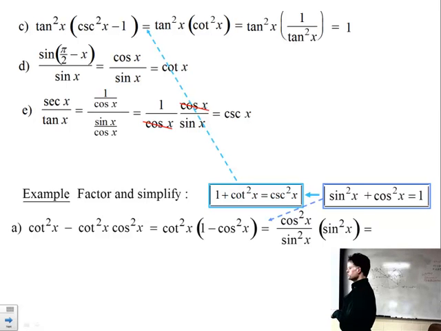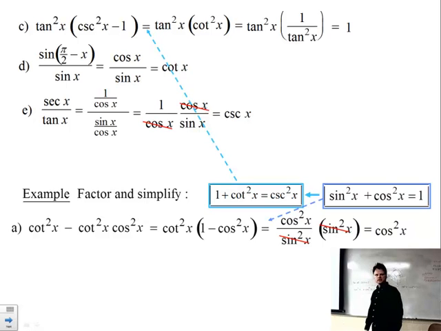Cotangent is cosine over sine. So cotangent times sine, the sines cancel, I'm left with cosine squared x. That's pretty good.